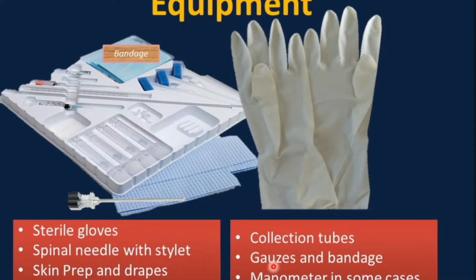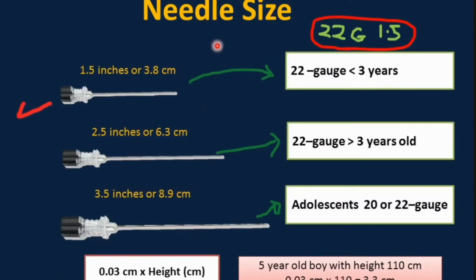So for the equipment, we are going to need the sterile gloves, spinal needle with stylet, skin prep and drapes, collection tubes, gauzes and bandage, and manometer in some cases. It is very important for us to understand needle size before we perform a lumbar puncture.